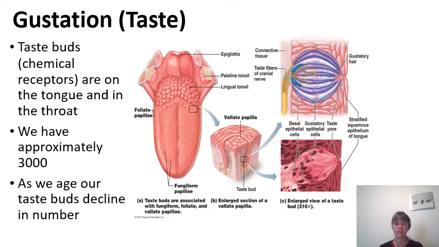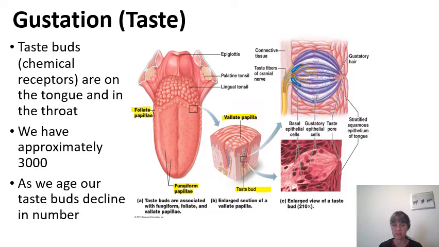including the foliate papillae. They have that name because they are leaf-like appearing structures. The vallate papillae and the fungiform papillae. You'll notice that these papillae have invaginations or infoldings where the taste buds will be found.